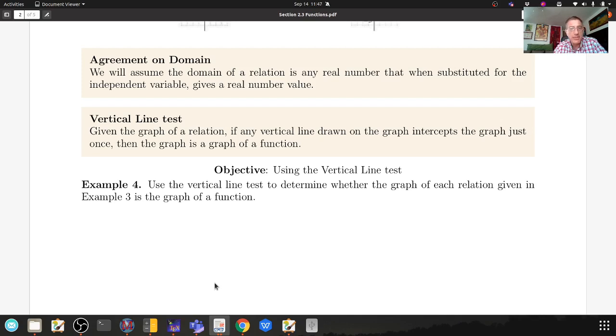So given the graph of a relation, if any vertical line drawn on the graph, any, all you need is one, intercepts the graph just once. Sometimes I will define this negatively, and I will give you the negative definition, but this is the positive definition. So let me read that, putting the emphasis on the right words. Given the graph of a relation, if any arbitrary vertical line drawn on the graph intercepts the graph just once, then the graph is the graph of a function.